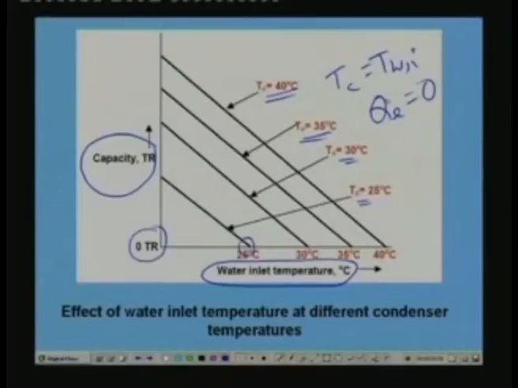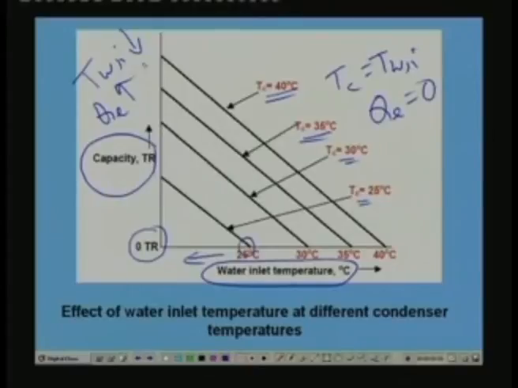The second observation is that for a given condenser temperature, for example, the same 25 degrees centigrade, as the water inlet temperature reduces, capacity increases. That means as TWI reduces, QE increases. Again, the reason is similar. As TWI reduces, for a given condenser temperature, your LMTD increases, so the heat transfer rate in the condenser increases, that means the condensation rate increases. Condensation rate increases means mass flow rate increases, mass flow rate increases means capacity increases.